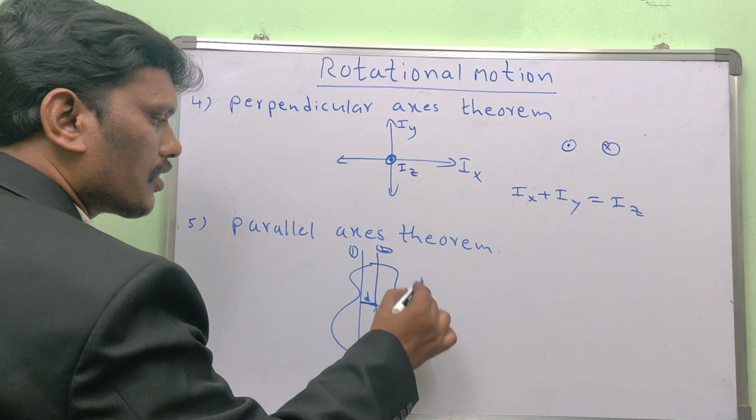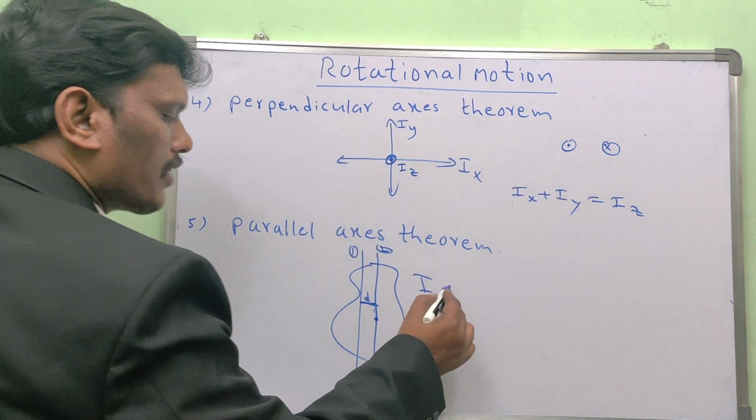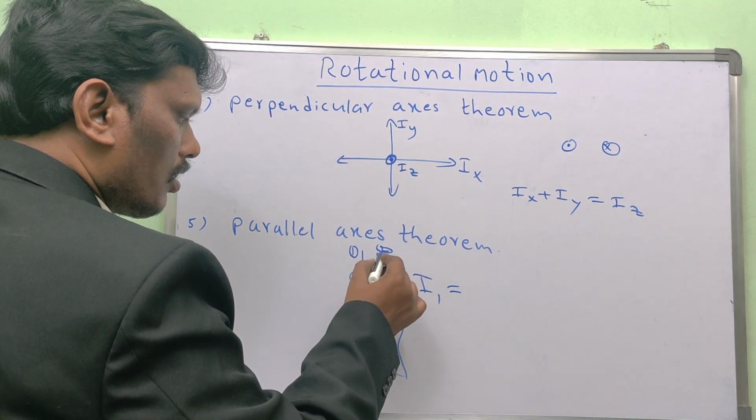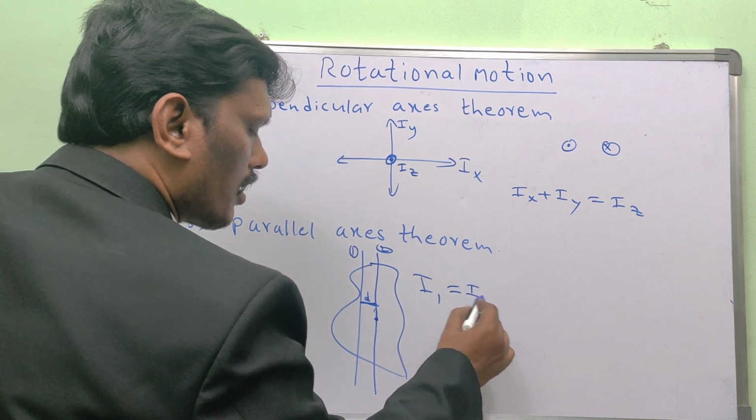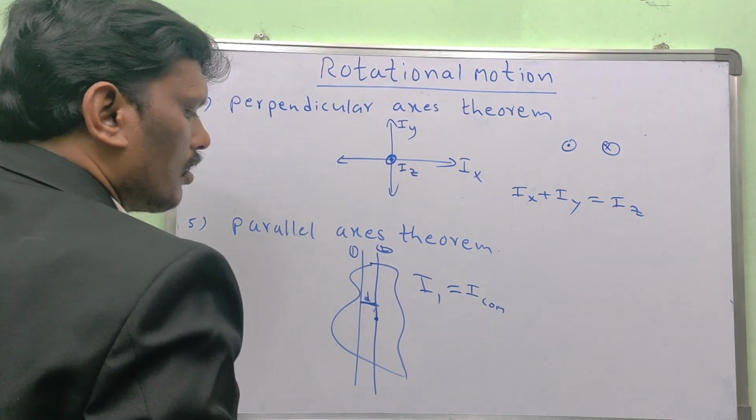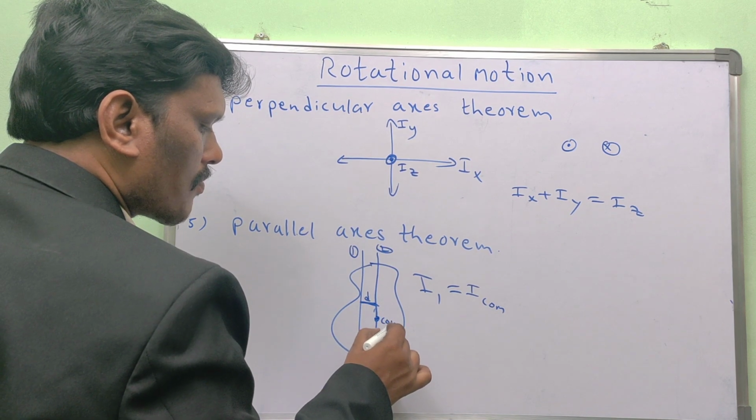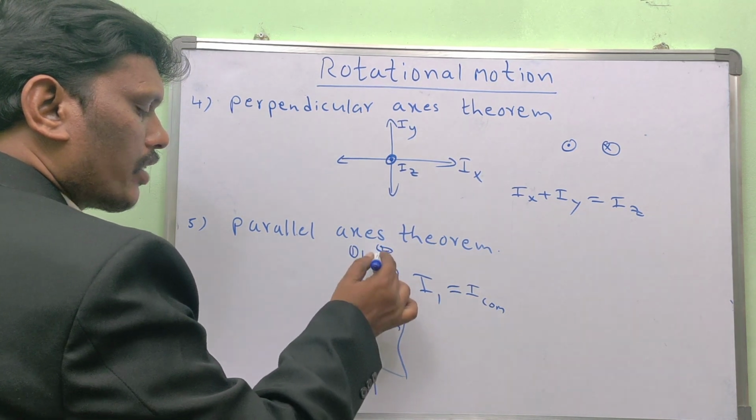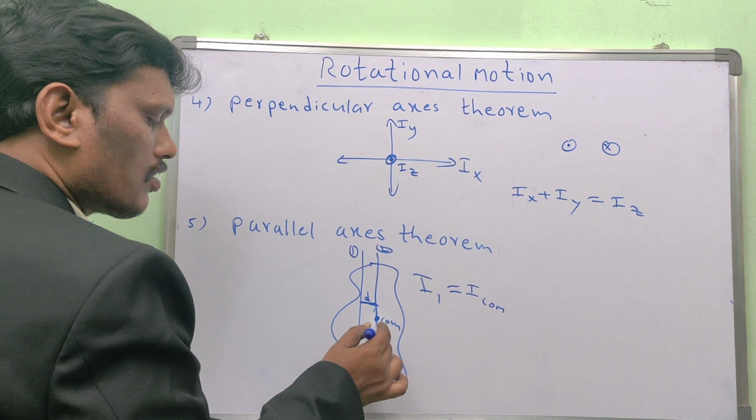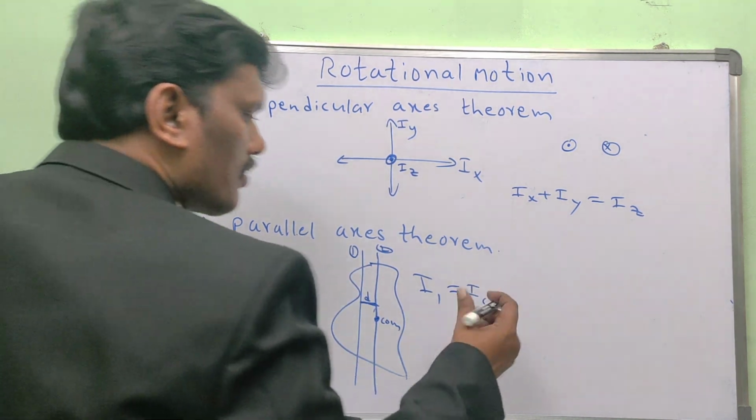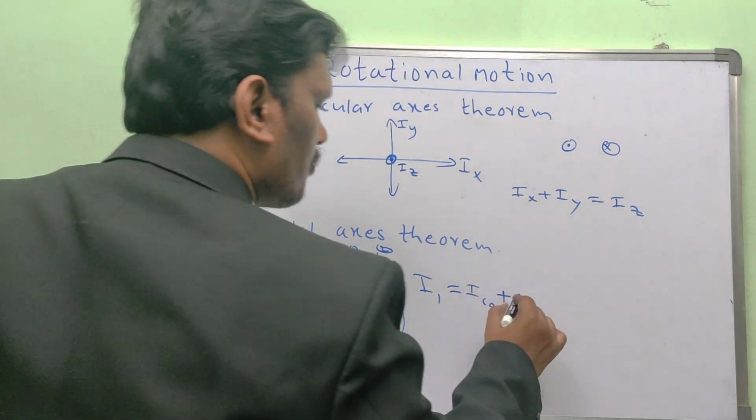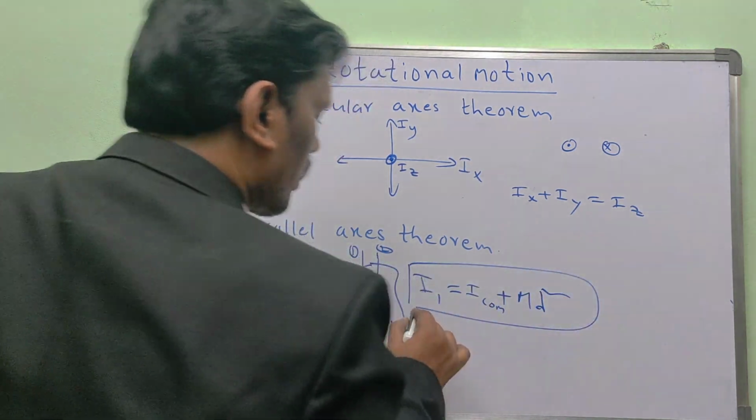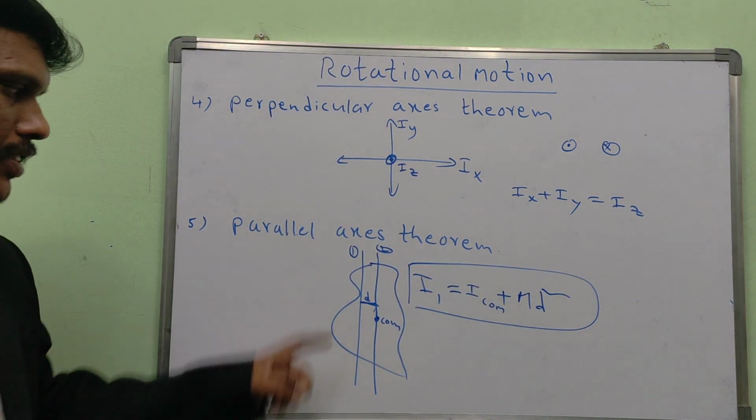Then how to calculate moment of inertia about the axis 1? Simple logic. I need to calculate a moment of inertia about an axis passing through center of mass, that we call ICOM. Why? Because that is passing through center of mass. So ICOM means the moment of inertia about an axis passing through center of mass of a body. That axis should be parallel to axis 1, plus mass of the body is m, and the separation between the two axes is d, that is md square. By using this formula, one can calculate moment of inertia about axis 1.